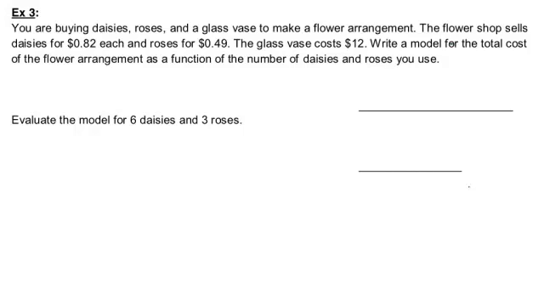So we want to know how many daisies and how many roses. So the number of daisies is going to be x. The number of roses is going to be y. We know that every daisy is 82 cents per daisy. So this is z equals 0.82x. So again, the cost times the number of daisies.